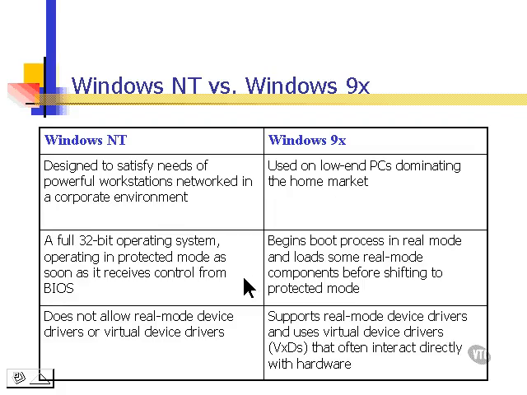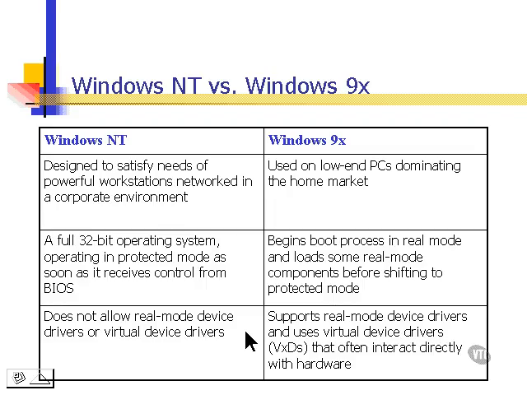Windows NT uses a full 32-bit operating system as soon as it receives control from BIOS. So at startup, BIOS turns over control to Windows NT, and Windows NT goes into 32-bit mode. From that point on, it does not allow any real mode device drivers or any virtual device drivers. So Windows NT is extremely picky about the devices that it will allow to work within its operating system. And we'll talk more about that, but Windows NT is designed to work with business applications.